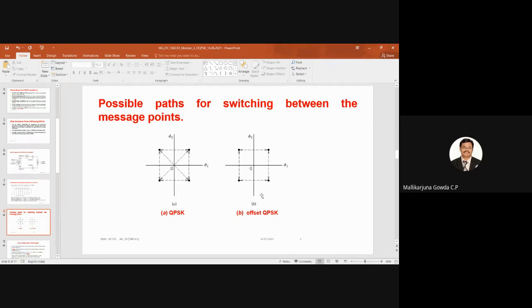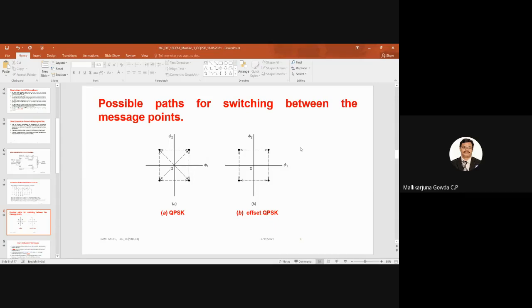But in case of OQPSK, there are no possibilities of changing the dibit from 11 to 00 or 01 to 10. Okay, 10 to 01. So that is why it is written with this. There is 11 to 10, then 10 to 00, then 00 to 01. So only it will be with this. So hence we say in OQPSK, the carrier phase change will be limited to plus or minus 90 degree.